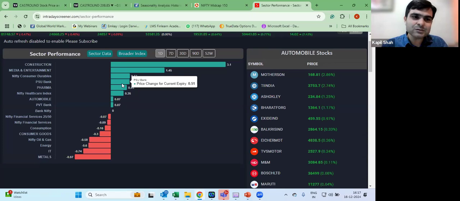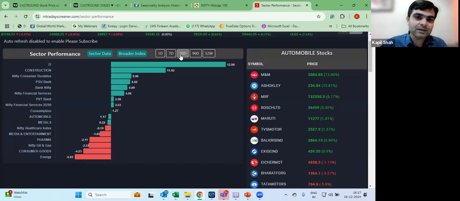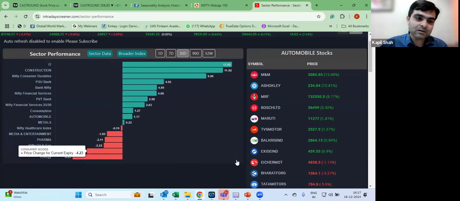So then it gives me the idea of what the flavor of the market is right now. At this particular point, I can say that construction is under momentum, IT is under momentum, durables are under momentum, PSU banks are under momentum. Which are not under momentum right now? Here I can see energy, consumer goods, Nifty oil and gas, pharma. These particular sectors are not doing that well.